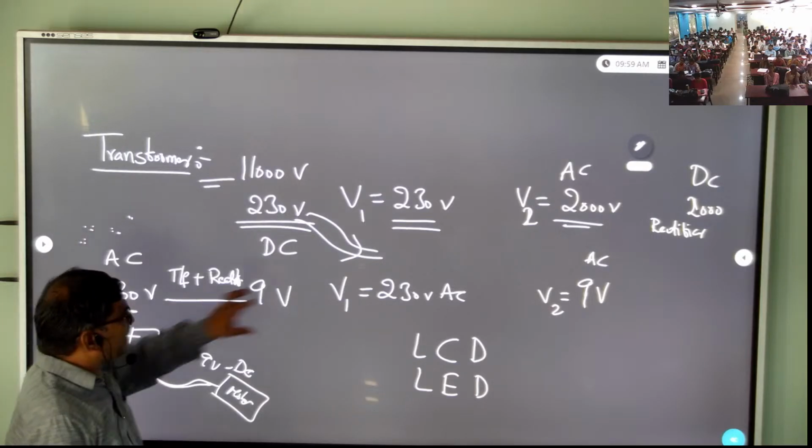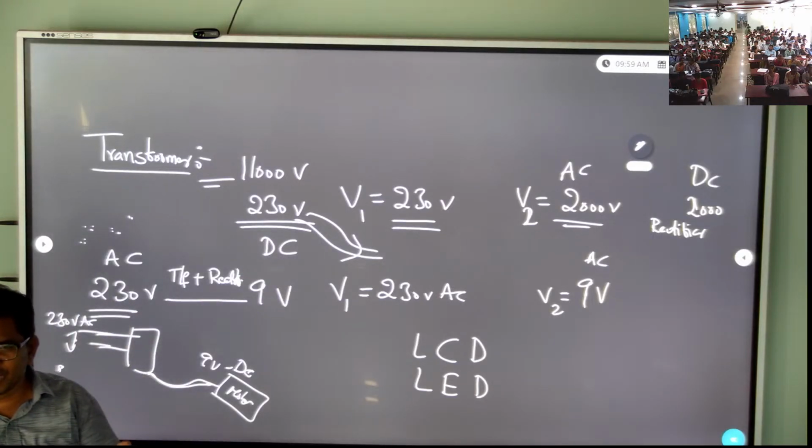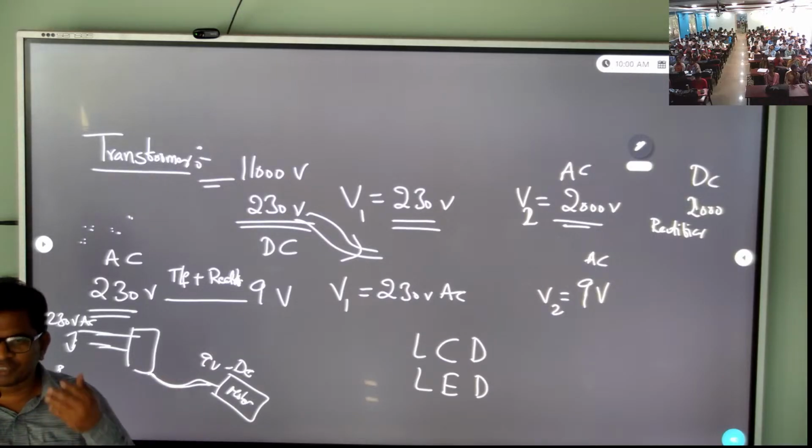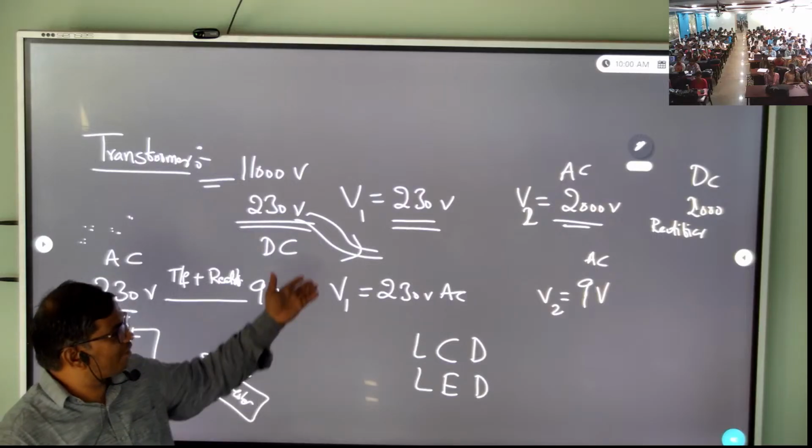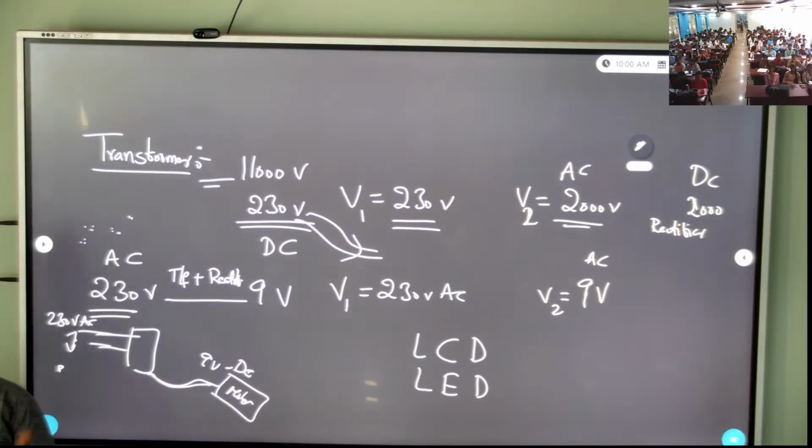Now how is it actually doing it? How is the voltage changing? We have to know the principle. How is it changing the level of voltage? 230 voltage, how is it converting to 9 voltage? 230 voltage, how is it changing to 2000 voltage? How is it leveling up?